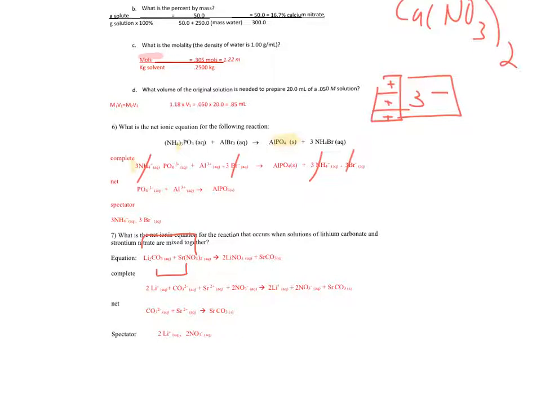And on the carbonate rules, a lot of carbonates are precipitates with a few exceptions. This is not one, so that's your solid, that's your precipitate. Break everything apart: 2Li+ plus CO3 2-, plus Sr2+ plus 2 NO3-.